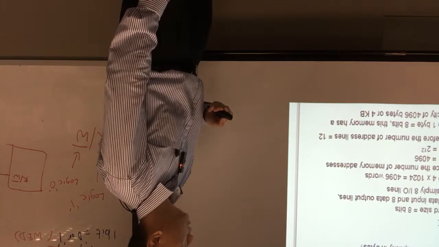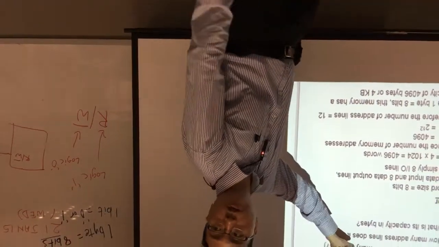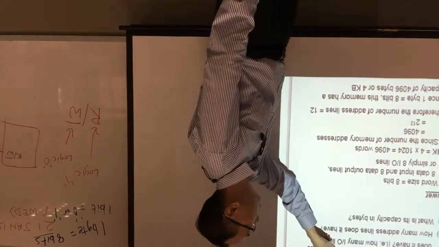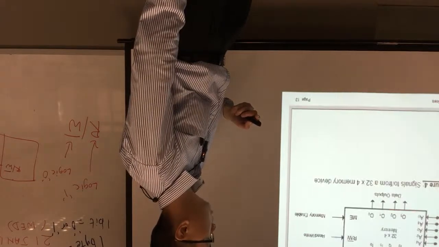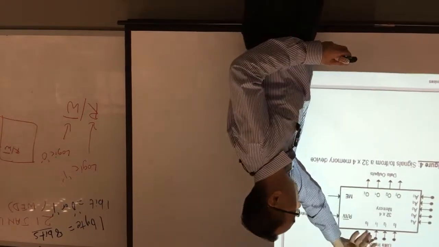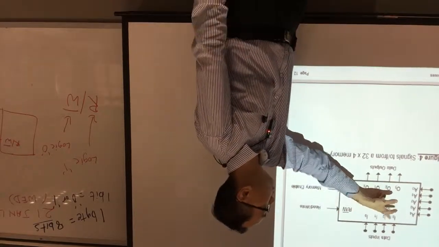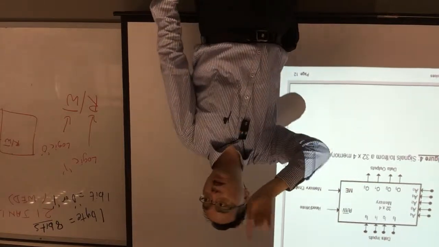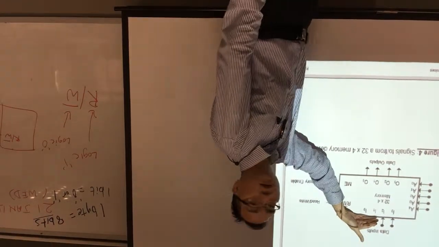Now a couple of other examples. You can all read through them, but let me go through them quickly. Let's say 4K times 8. What does 8 mean? When you see 4K times 8, the 8 means that you have 8 data lines. The 8 means 8 data lines, so you have 8 data inputs.